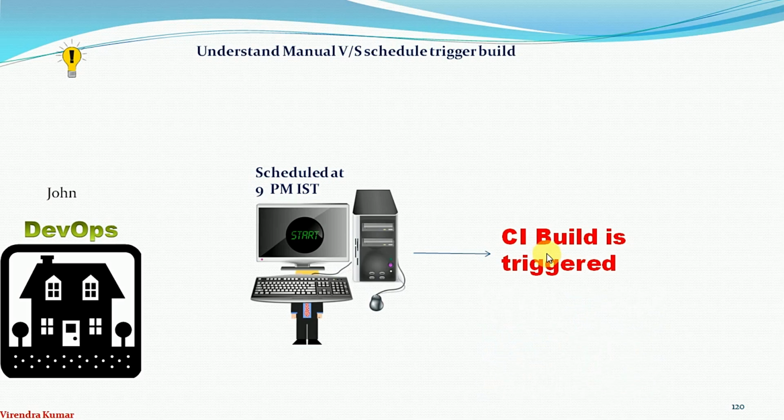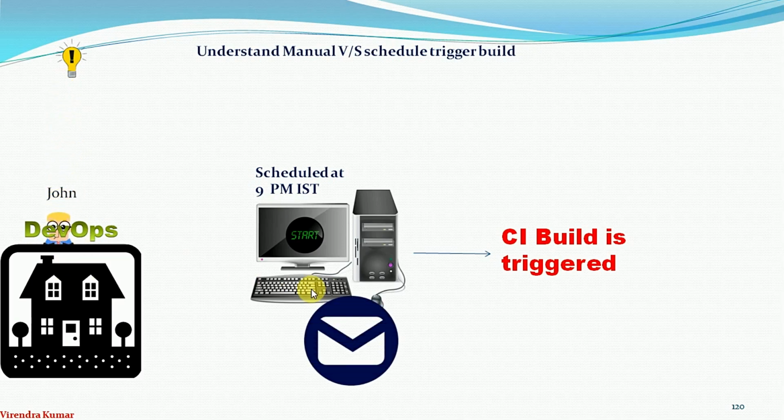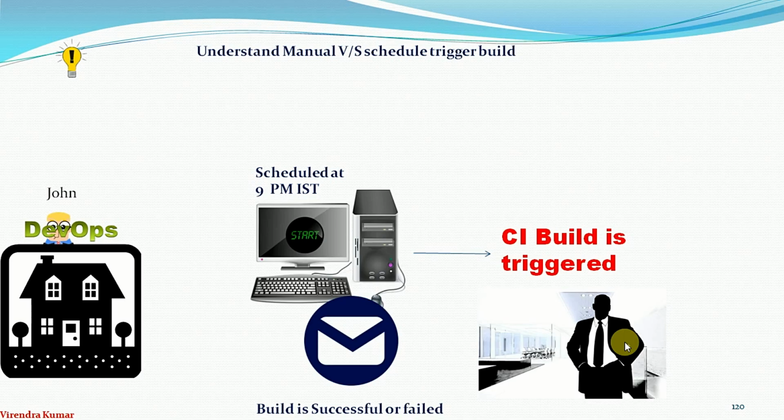Now the manager doesn't have any issues. He doesn't have the headache of calling John again. John is free and goes back to his desk, then goes home and takes rest. At 9 p.m. IST, once the build is triggered and completed, one mail is triggered. The mail, whether the build was successful or failed, goes to the manager, and he checks the reports to see whether the build was successful or not. The mail is triggered automatically to managers or stakeholders.